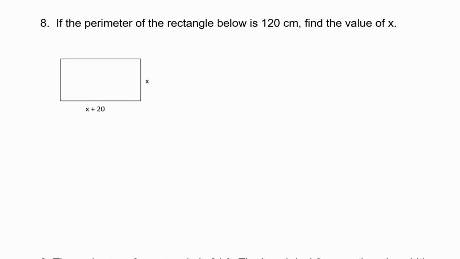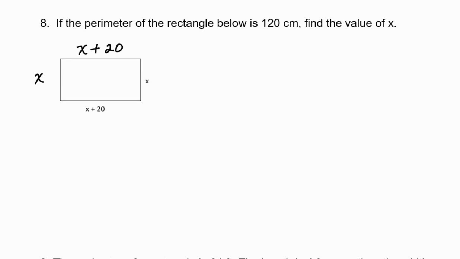Okay, problem 8, if the perimeter of the rectangle below is 120 centimeters, find the value of x. Well, the first thing I'm going to do is to label the other sides of my rectangle. So this left-hand side has a value of x, and then the top part of the rectangle is x plus 20.